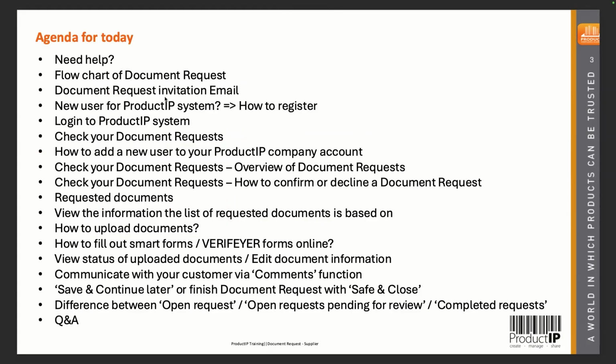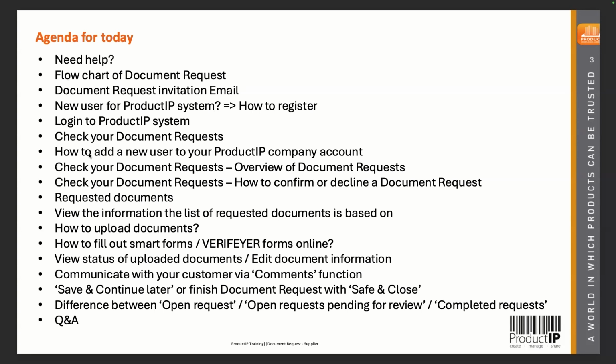For the agenda today. The first point is, do you need help? The second point is flowchart of a document request. Then document request invitation email. Then a new user for product IP system, how to register. Then how to log into the product IP system. Then go to your document request and check your document requests.